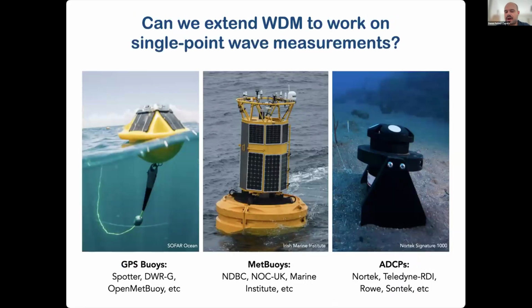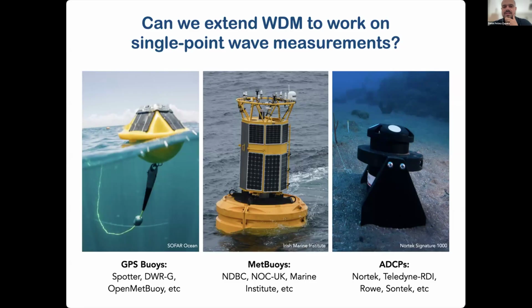Okay, so that works for arrays, but having arrays of measurements is quite difficult. It's not easy to deploy a spatial array of sensors. What we have usually is information at one single point. So we have GPS buoys, for example. More recently, there has been an increase in the use of these small buoys. We also have the buoys that have been used traditionally by operational centers like NDBC and so on, the meteorological buoys. And we have the ADCPs, for example.